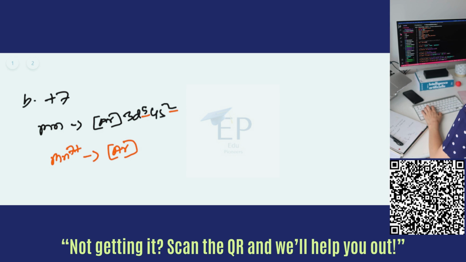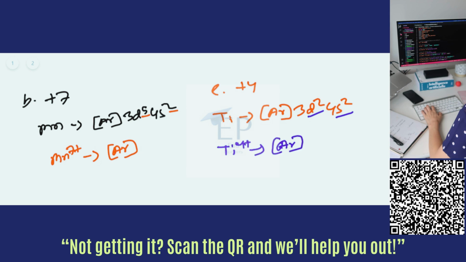And then +4 is the maximum or highest possible oxidation state for titanium, because titanium has an electronic configuration of Ar and then 3d2 4s2. So if we want to form Ti4+, we'll have to get rid of all these d2 and s2 electrons, and Ti4+ will get a noble gas electronic configuration, and that's why it is the highest possible oxidation state for titanium.